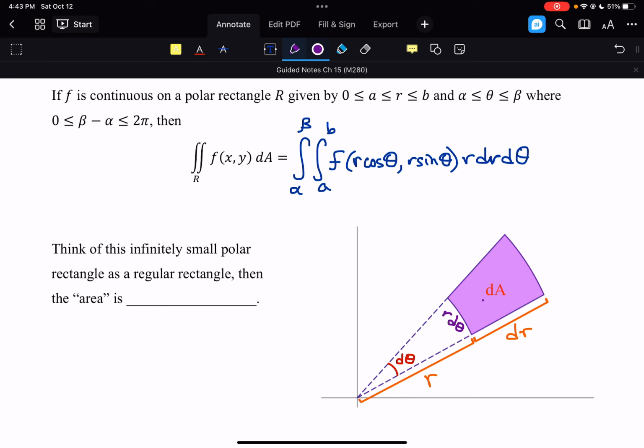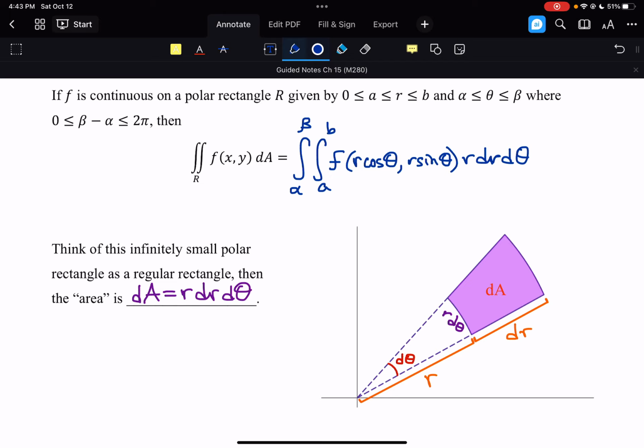So if we want to find the area, the dA, for this region, if we treat it like a rectangle, then we would just get length times width, or base times height, to get the area. So dA equals r d theta and dr. If I just rearrange a little bit, that's r dr d theta. So r dr d theta is going to replace the dA for these polar rectangles, for these polar regions.